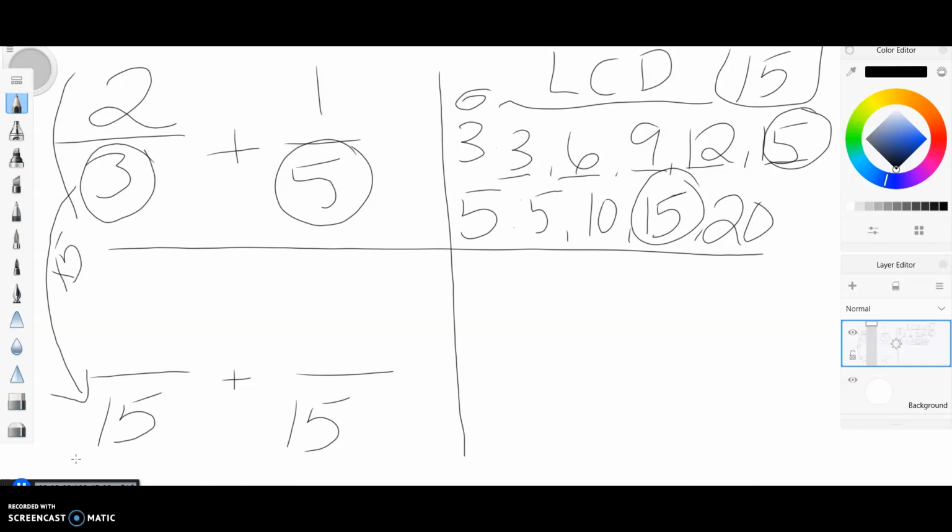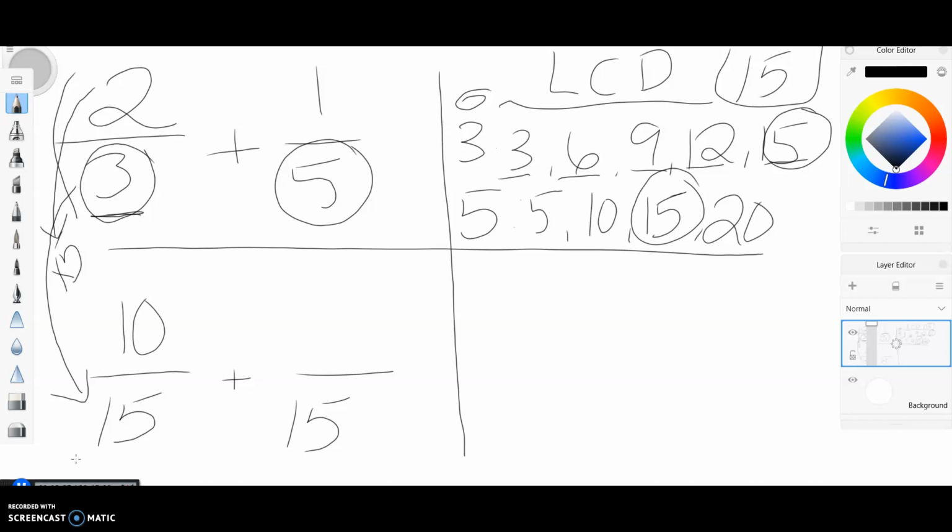Whatever you do with your denominator, you also do with your numerator. So we're also going to be doing 2 times 5. So what's 2 times 5? 10. 2 times 5 is 10. I'm sure you got that right.